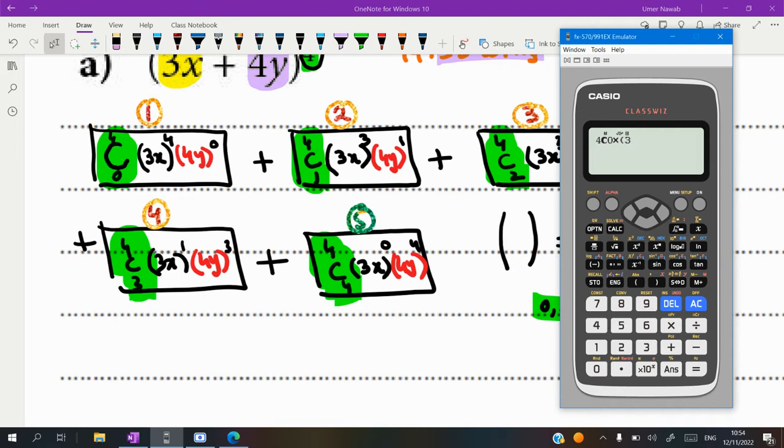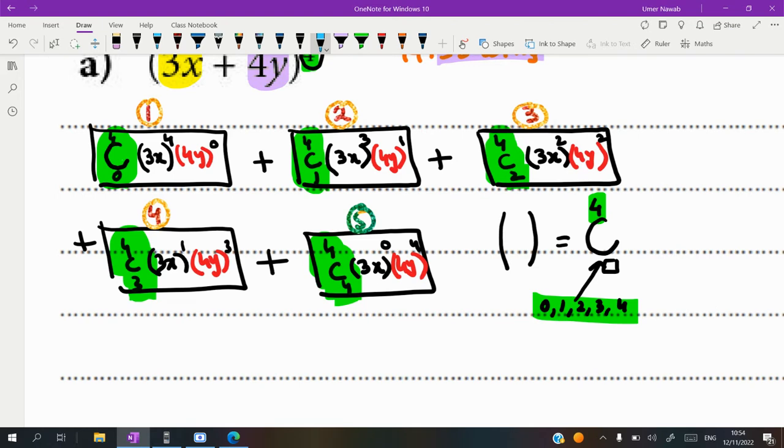Don't write X, ignore it. I'm just writing numbers. Power 4, then times, bracket open, 4. Don't write Y, just close the bracket and write power 0 and get your answer. Your answer is 81. So this number is 81. But what is the power of x I will have? X power 4 and y power 0 is 1, no need to write it.